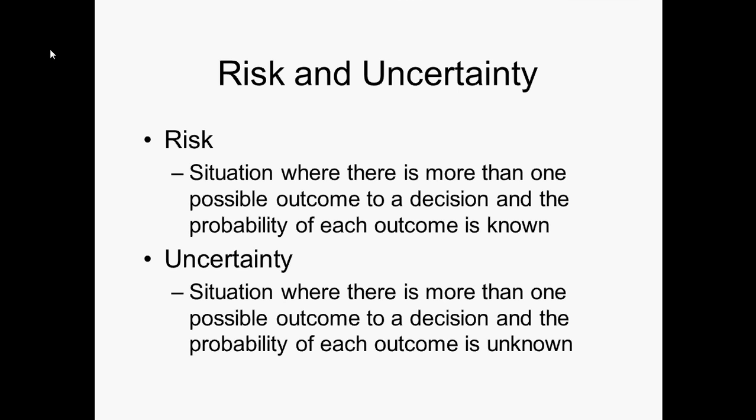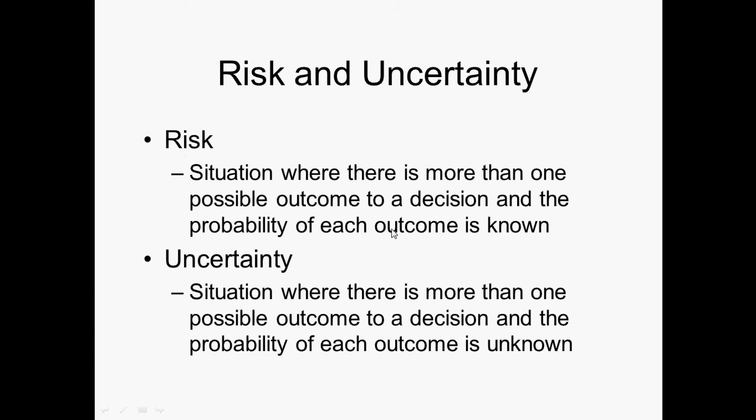So this chapter is about risk. And we'll start with the distinction between risk and uncertainty. It's kind of a funny distinction. In a risk situation, there's more than one possible outcome to a decision. That's the same in both cases. The difference is that the probability of each outcome is known versus unknown. I don't think this distinction has that much of a basis in natural language, but economists will make this distinction. But it is worth thinking about.